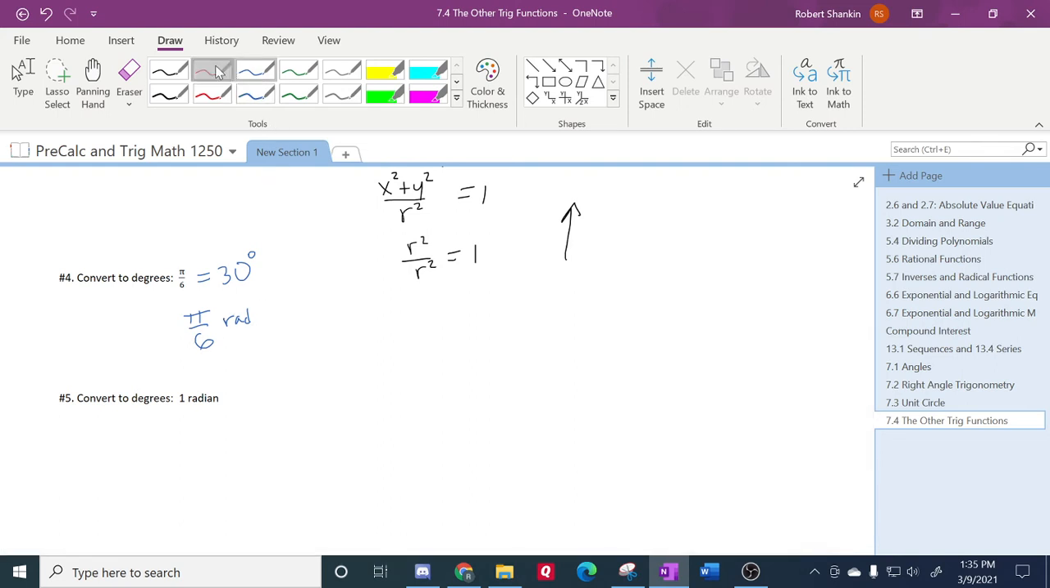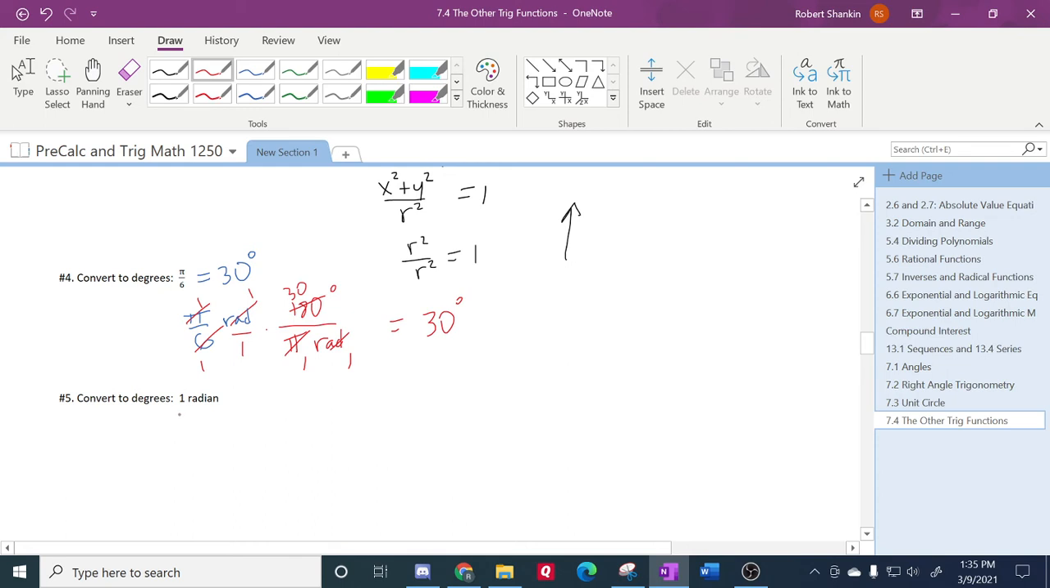And then we multiply by a conversion factor. We want to get rid of radians, and we want to turn it into degrees. We could go through 2 pi and 360, or 1 pi and 180. And the pi's would cancel. The radians would cancel. 6 goes into this 30 times. 30 degrees. And we'd get the same thing if we did it.